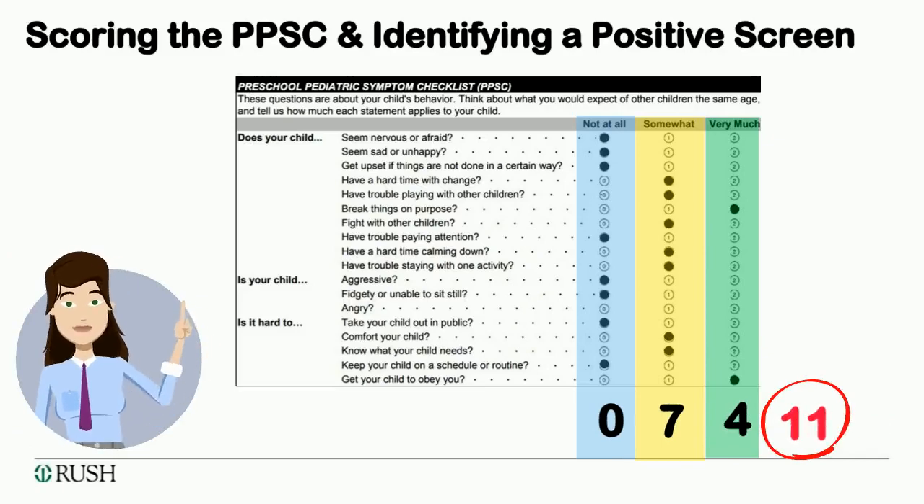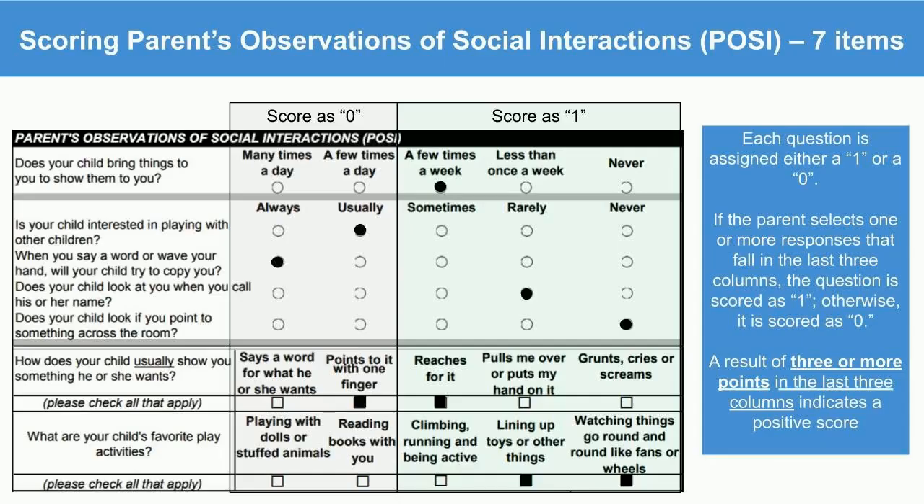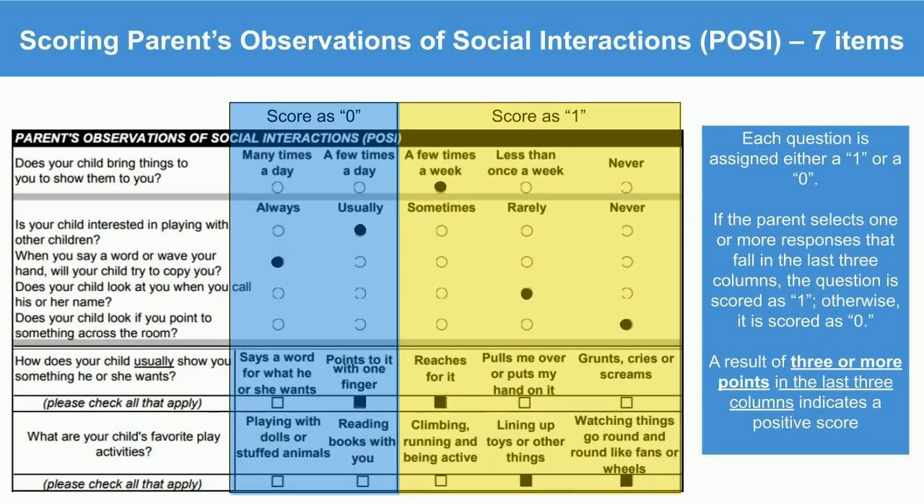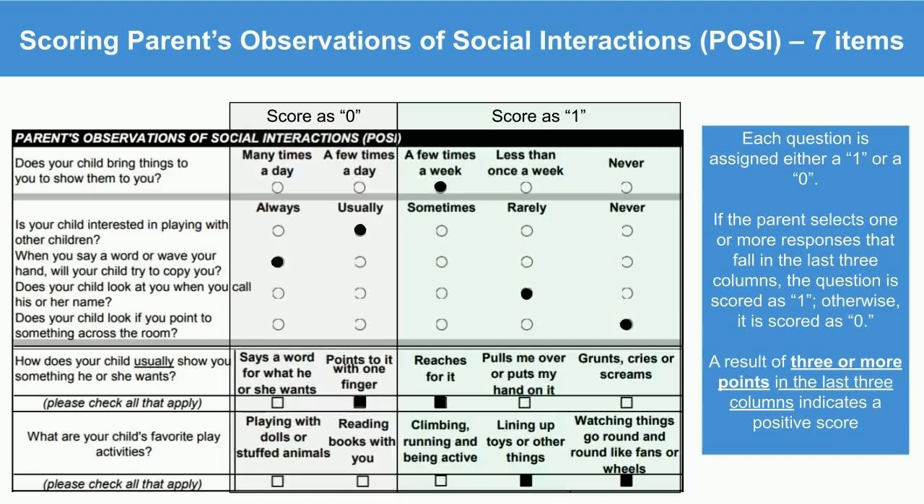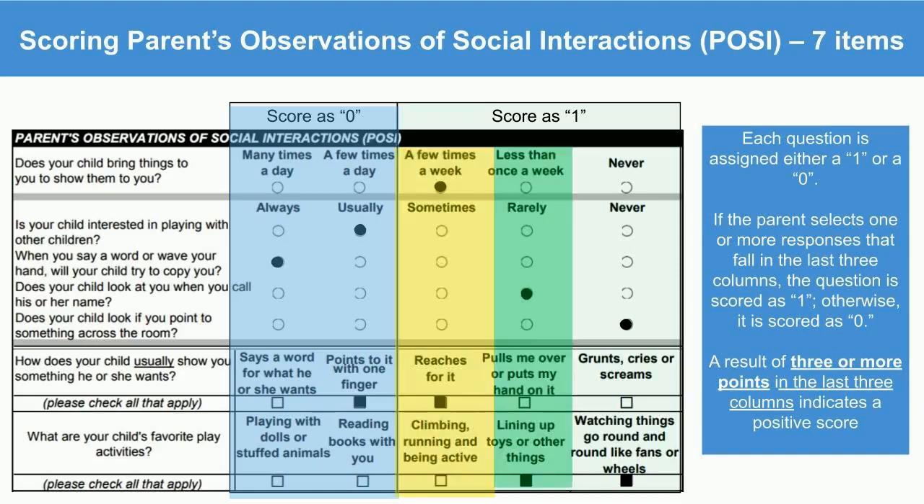If we were to score the PPSC example in this slide, the child would receive a summed score of 11, indicating a positive screen. The parent's observations of social interactions, or POSI, falls into the third SWIC domain, risk for autism. Each question is assigned either a 1 or a 0 based on their column positioning. Items in the first column are scored as zeros, whereas items scored in the last 3 columns are scored as 1.